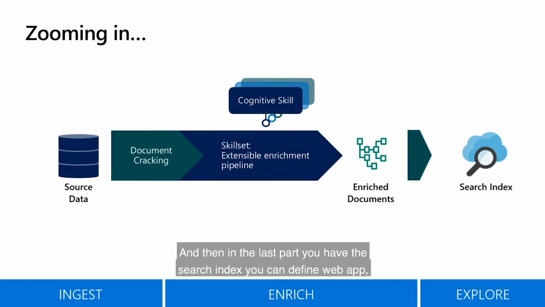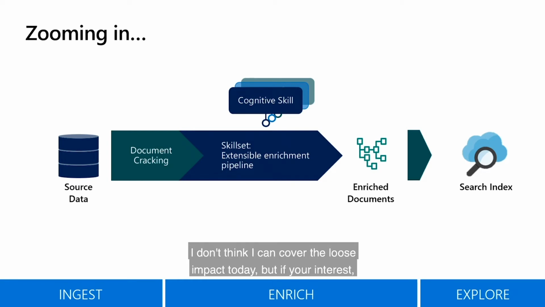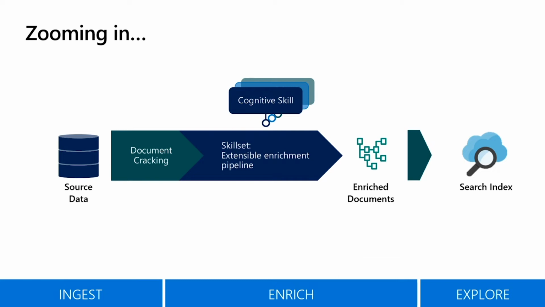And then in the last part, you have the search index. You can define a web app. You can use Lucene to query the data. I don't think I can cover the Lucene part today, but if you're interested, you can always go online to find some resources. Today, we'll focus more on the default scenario. I'll give you some generic examples on how we perform searching efficiently.